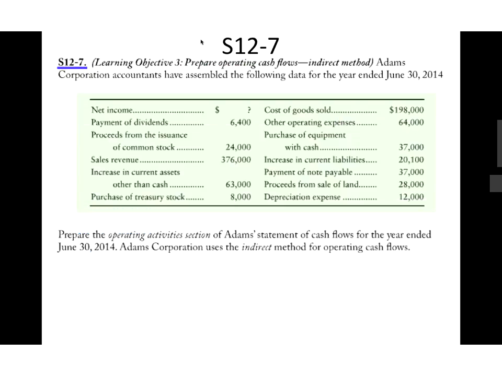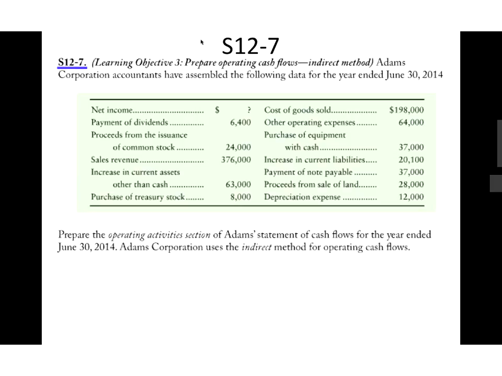Okay, so now we're going to do two homework problems. Okay, so the first one, we're going to do the operating activity section. So we're actually going to assemble the operating activity section of a statement of cash flows. A statement of cash flows has three sections: operating, investing, and financing. We're going to do just the operating.